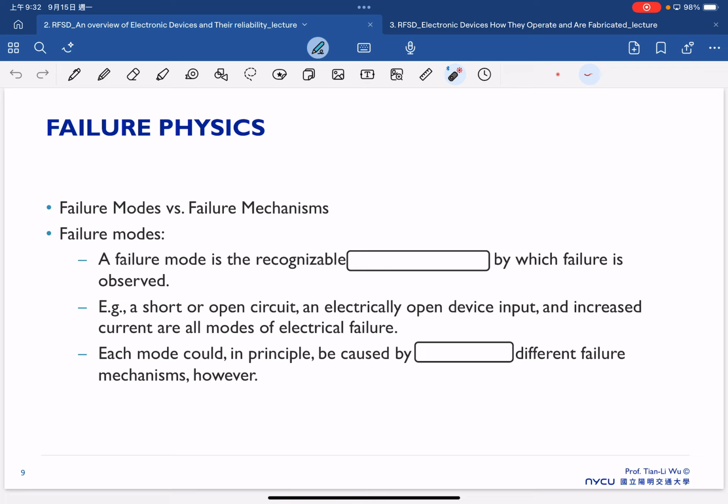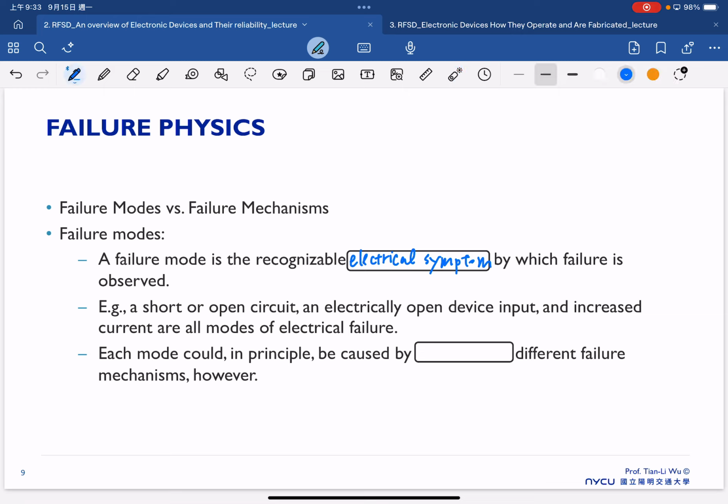So a failure mode is the recognized electrical symptom by which failure is observed. It's the electrical result that we can observe, showing that something is happening and that the device has reached a condition of failure.